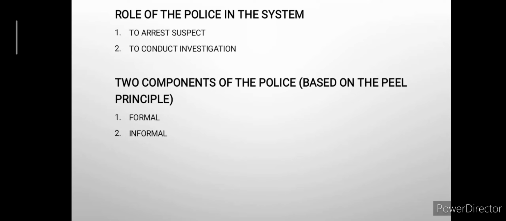And we have here the role of police in the system. So first is to make arrest. Arrest is defined as the taking of a person into custody in order to be bound to answer for the commission of an offense. And we have two kinds of arrest: by virtue of a warrant, and warrantless arrest.